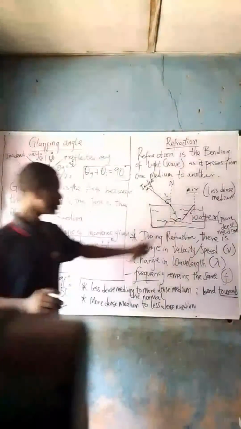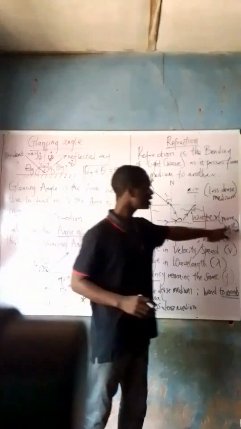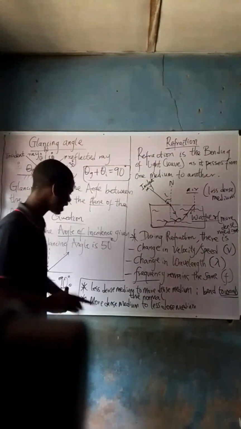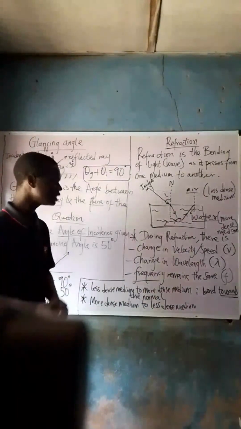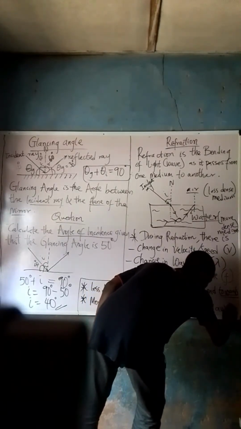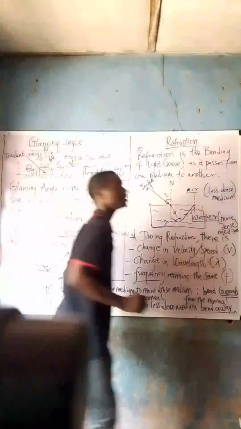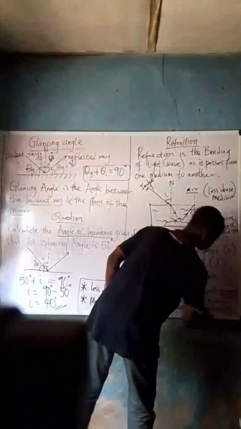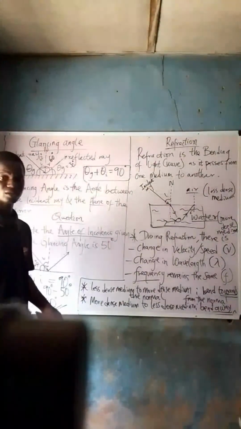Now we know that the ray is going to pass from a more dense medium to a less dense medium. So we'll be talking about something like this. What will happen in that case? In this case, the light ray will bend away from the normal. The light ray will bend away from the normal. Emphasis on away. I hope that is clear.